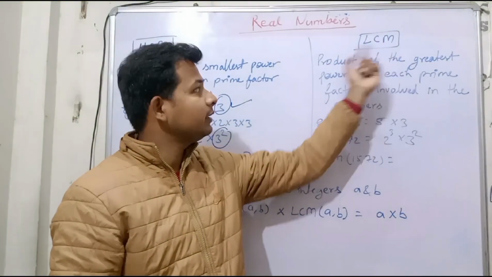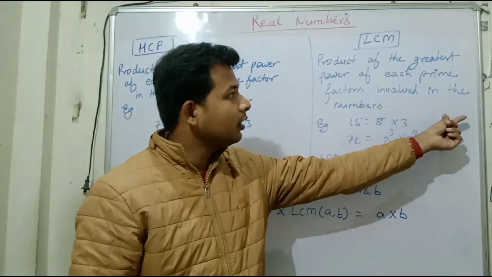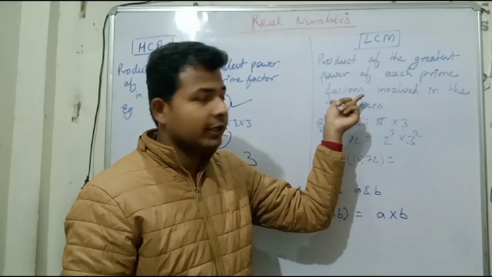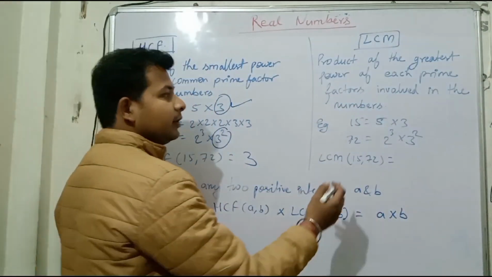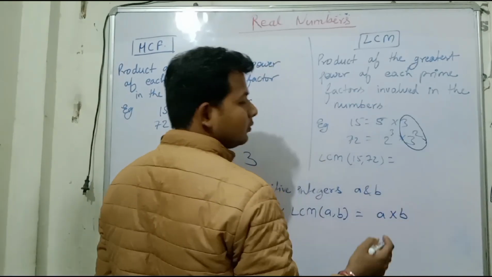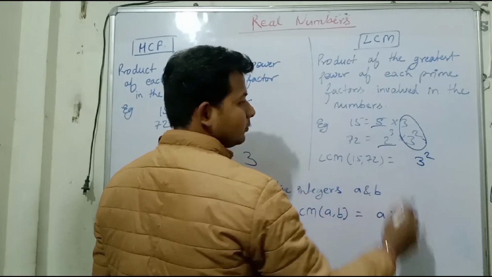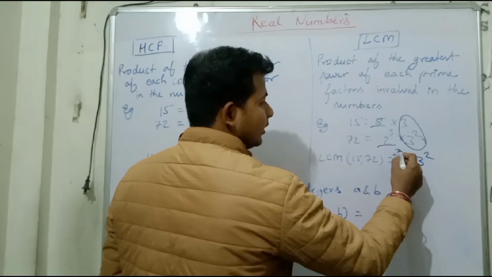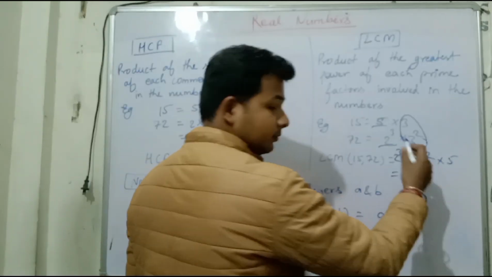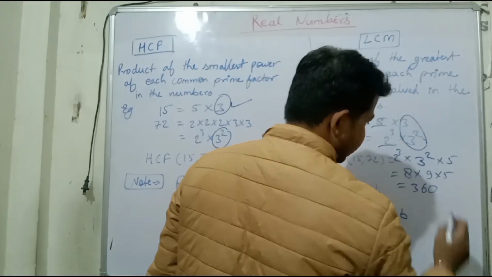Similarly, what will be the meaning of LCM? The product of the greatest power of each prime factor involved in the numbers. The word is greatest power of each prime factor. Each prime factor means if you find common factors first of all, that is these two, which one is the greatest one? 3 square. What about these two? You have to write them as they are. So 2 to the power 3 means 8, 3 square means 9, and 5, this will be 360.